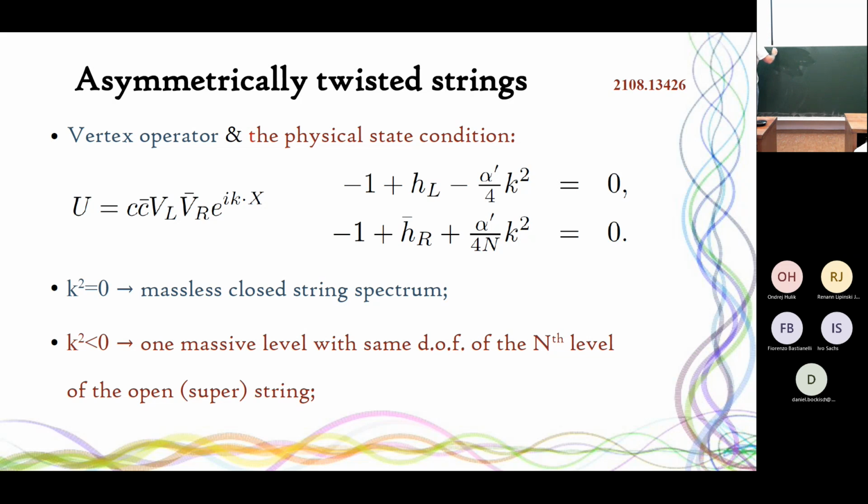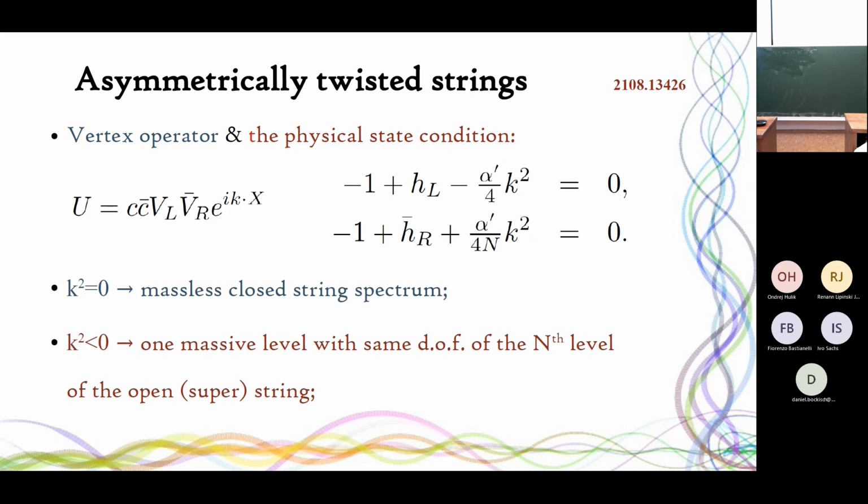The vertex operator would be just this one. There will be here some polarization: C, C bar, and I have here D, X, M, D bar, X, M, E to the I, X. So you see, conformal dimension one comes from this condition here when K squared is zero. Now, what happens when K squared is different than zero?